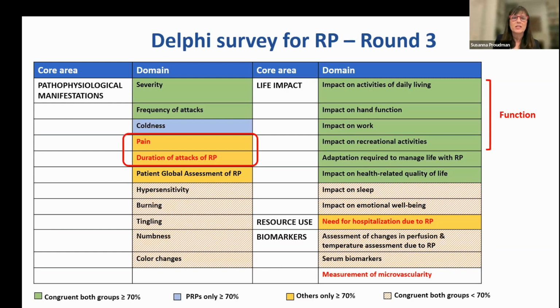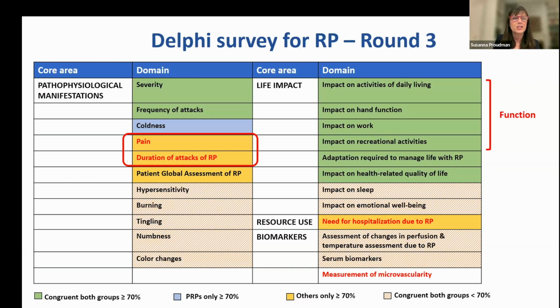More than 70% of the PRPs, but not the other stakeholders, voted 7 or more for coldness, which is highlighted in blue. And then in gold, pain, duration of attacks of Raynaud's, patient global assessment, and the need for hospitalisation received a score of 7 or more from 70% or more of other stakeholders, but not from PRPs. Those written in red were discussed by the group and considered for promotion to the core set.